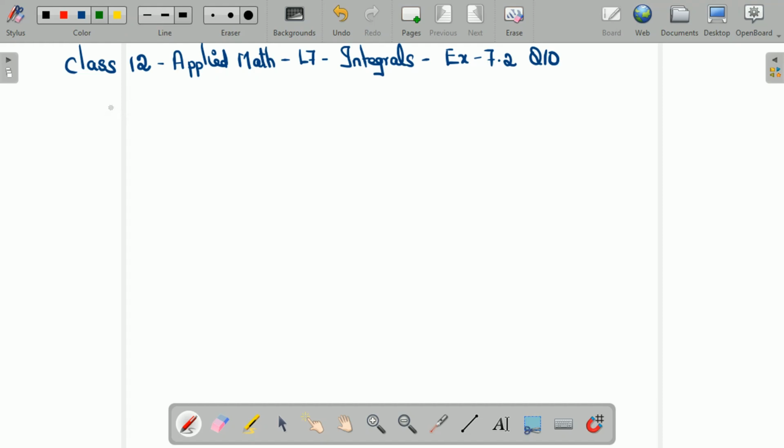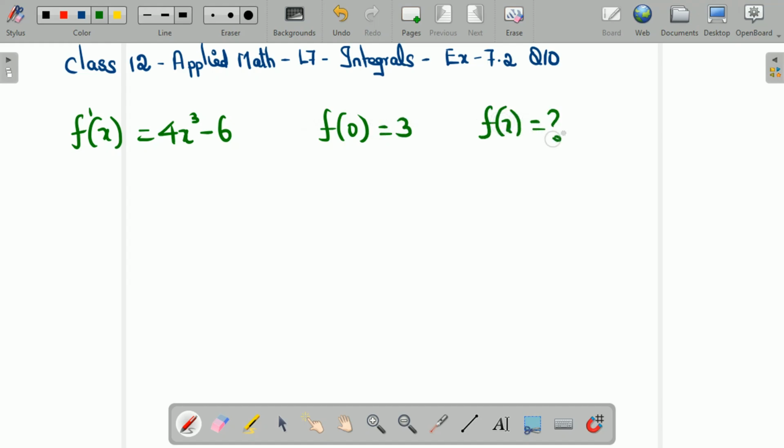In this video, let's solve the 10th question in exercise 7.2. So f dash of x is given as 4x cubed minus 6. f of 0 is equal to 3, and they're asking us to find what is f of x.